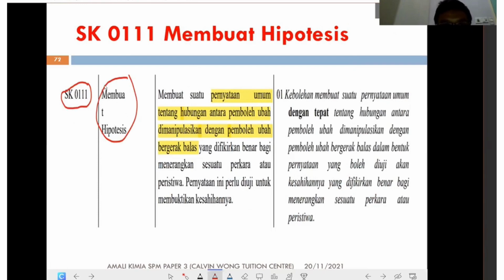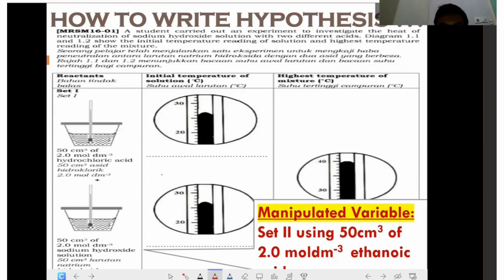Okay, because in the SK0111, hypothesis defines making a general statement about the relationship between the manipulated variable first, then the responding variable. That means MV then RV. You cannot put RV before MV. This must be very precise, because they will catch your mistake here. So you must confirm MV comes first in your answer. Okay, we check the sample.